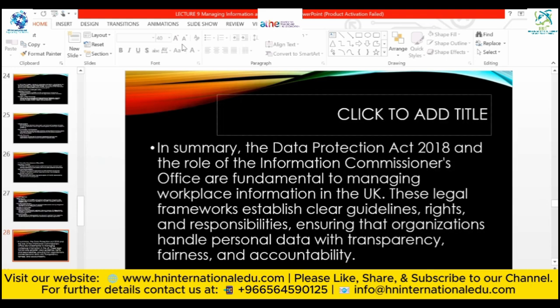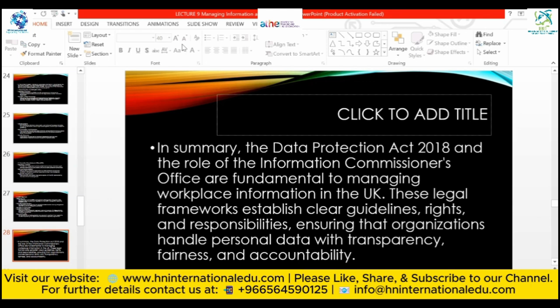In summary, the Data Protection Act 2018 and the role of the Information Commissioner's Office are fundamental to managing workplace information in the UK. These legal frameworks establish clear guidelines, rights, and responsibilities, ensuring that organizations handle personal data with transparency, fairness, and accountability. What is the whole purpose behind the Data Protection Act 2018? They want to secure their data.